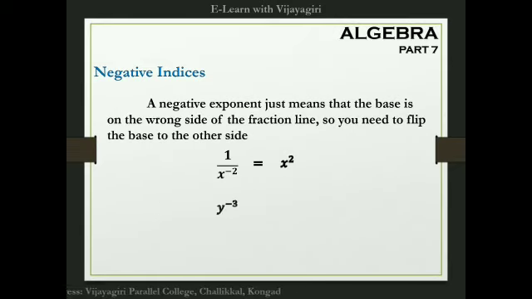Similarly, y to the power minus 3 can be written as 1 by y to the power 3. In y to the power minus 3, the sign of the exponent is negative and it is on the numerator. So in order to change the sign, you have to change the base from numerator to denominator, so it becomes 1 by y cube. Now we can generalize this as x to the power minus m equal 1 by x to the power m.